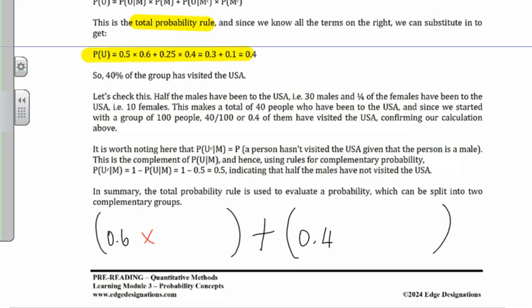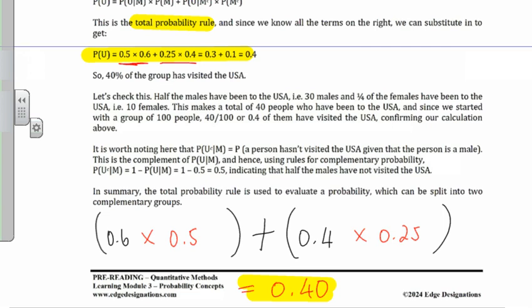Times 50%. 50% of males visited America. How many females visited America? 25%. Is everybody comfortable? When I sum that all together, I get to 0.40. What do we see? Okay, so 40% of the total group that I looked at has visited America. Can you see over here?